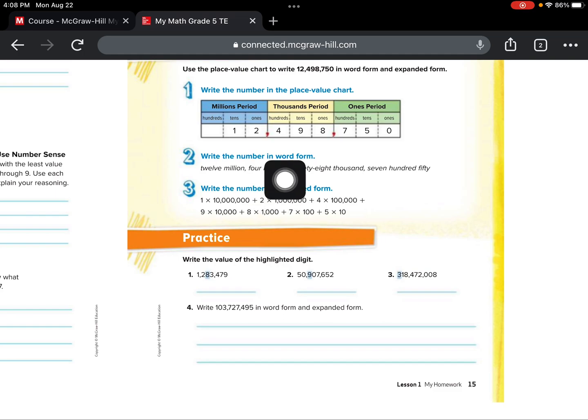Alrighty, they have word form, this is what it looks like, expanded form, and here is the standard form written right here. So standard, word, expanded. Okay, looking at the 8, tell me what's the value. If you're not quite sure, you can count over how many spots it goes and use this chart to help you. Go ahead and push pause and see if you can do 1, 2, and 3 on your own.